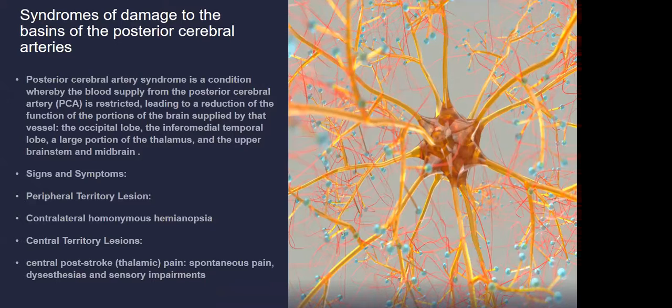Signs and symptoms: peripheral territory lesion, it's contralateral homonymous hemianopsia. Central territory lesion, it's central post-stroke thalamic pain, spontaneous pain, and dysesthesias and sensory impairments. Next.